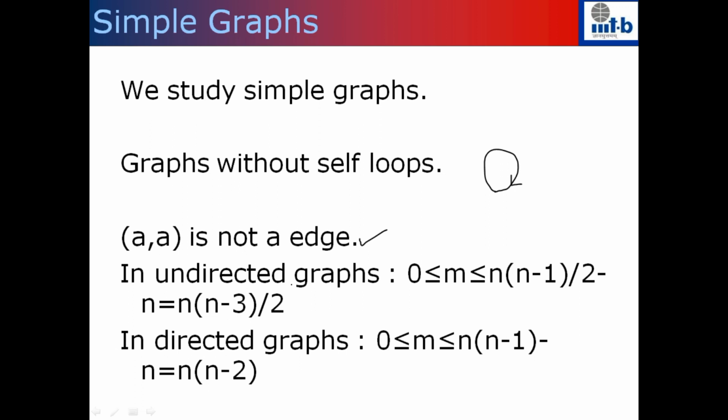In the case of an undirected graph, the number of edges is n choose 2. In the case of directed graphs, it will be n into n minus 1. So this indicates that the number of edges in the directed case is n into n minus 1. What we notice here is that in both cases the number of edges can be n square, right? So theta of n square.